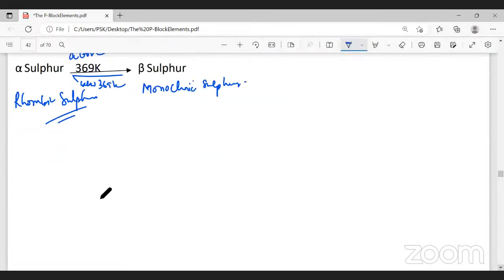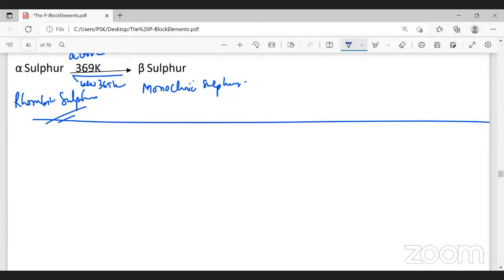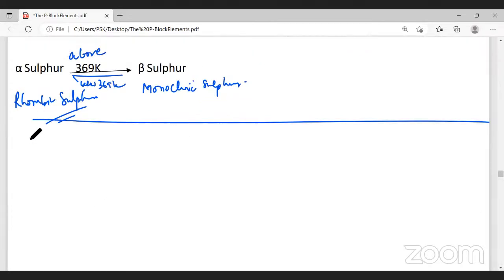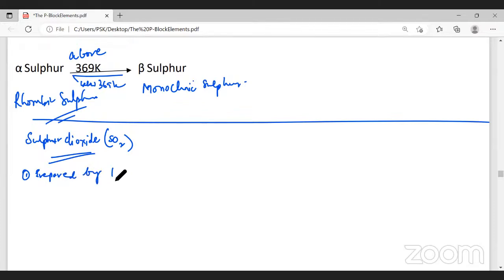So this is the introduction to the topic sulfur. We need to learn the compounds of sulfur. The first compound of sulfur we are supposed to learn is sulfur dioxide, represented as SO2. How can we prepare sulfur dioxide? In general, sulfur dioxide is prepared by burning sulfur in air.